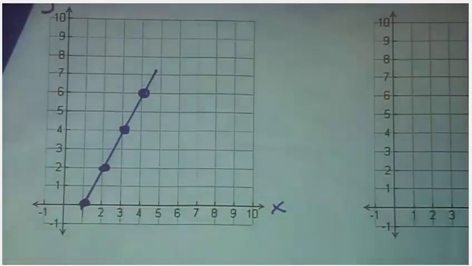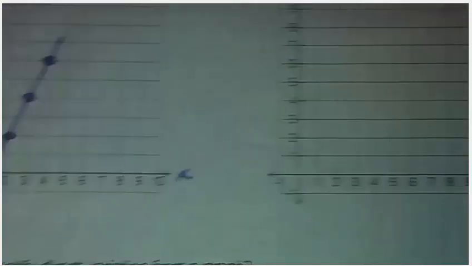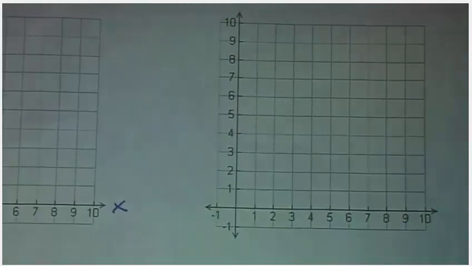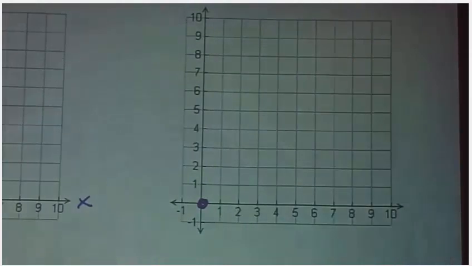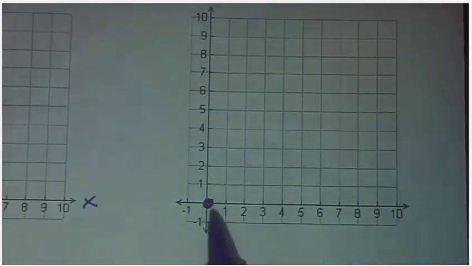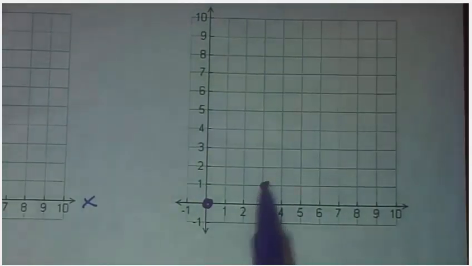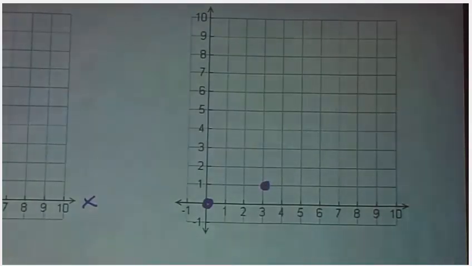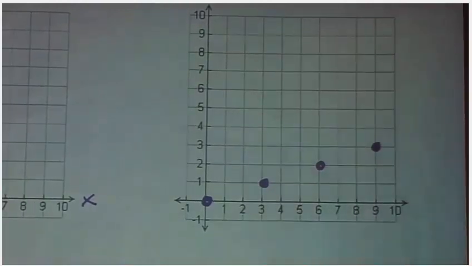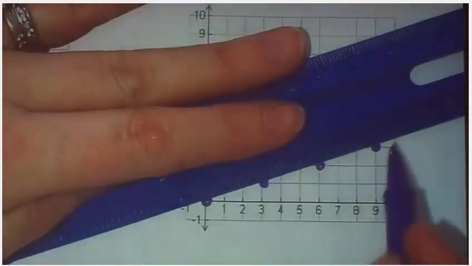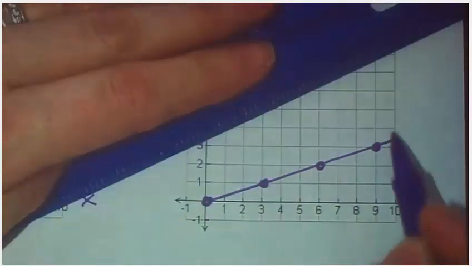Now we're going to graph example D. Our first ordered pair in example D was 0, 0. Our next ordered pair was 3, 1. So to the right 3 and up 1. 6, 2. To the right 6 and up 2. And the last point is 9, 3. Again, don't leave them hanging. Connect your dots. All right.